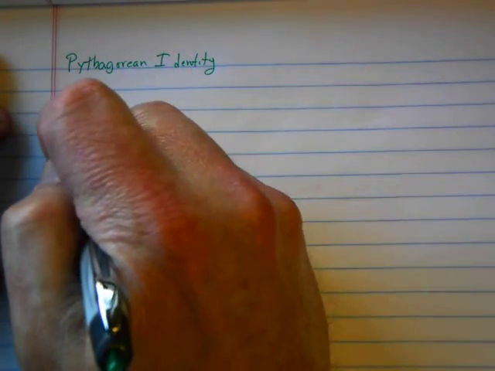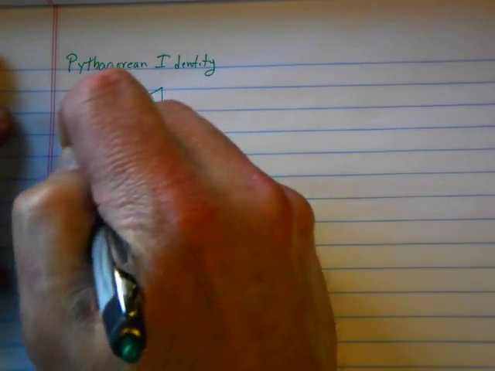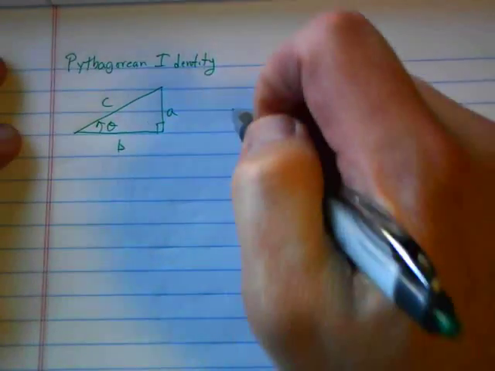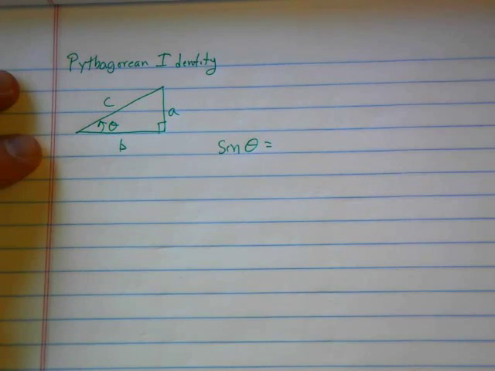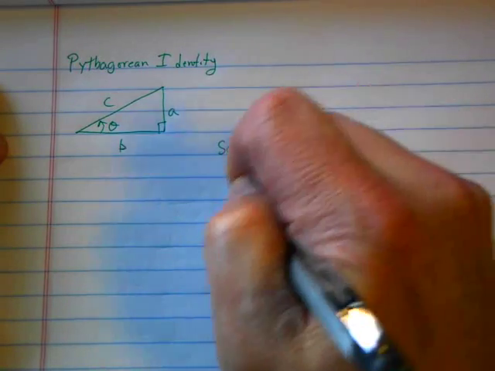A and b are legs of a, what kind of triangle? A right triangle. And c is the hypotenuse. All right. So I'm going to draw myself a nice right triangle here. This will be my angle theta, A, B, and C. What's the sine of theta? A over C. And what's the cosine of theta?